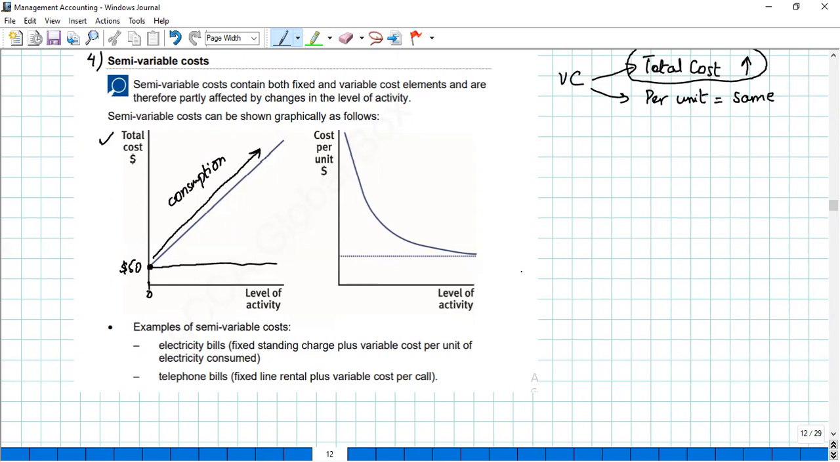Now, if you see the cost per unit graph of the semi-variable cost, you can see two things. Number one, there is a downward curved shape. If you remember, this was the graph of the fixed cost per unit. So this downward curved graph represents the fixed cost per unit, while the variable cost per unit remains the same. So this straight line represents the variable element, the variable cost per unit. So the cost per unit graph is the combination of both. So this was our semi-variable cost.